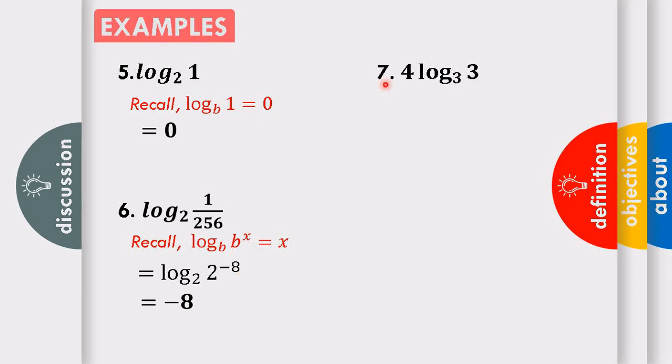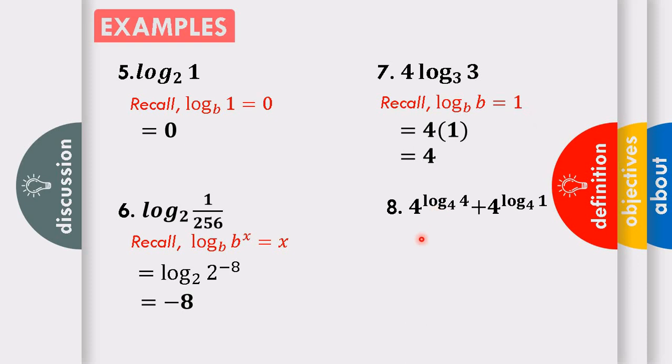So next one, we have 4 times logarithm of 3 to the base 3. We can recall that if the argument and the base are equal, the answer is 1. So we have 4 times 1, which leads us to the answer of 4. Next, we have 4 raised to logarithm of 4 to the base 4 plus 4 raised to logarithm of 1 to the base 4. Using these properties, we have 4 plus 1, which is equal to 5.